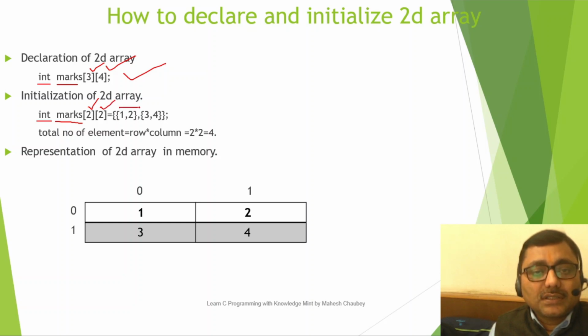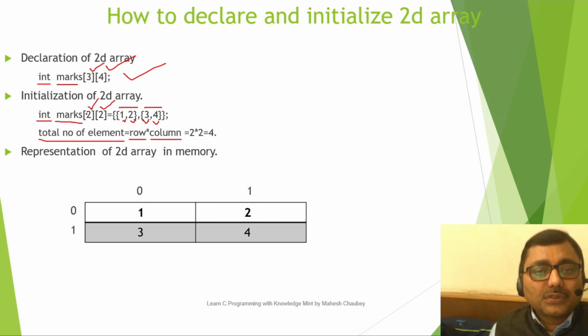This inner curly brace will depict the first row, and this inner curly brace will depict the second row. Within that, this will be the value for column 1, this the value for column 2, this the value for column 1, and this the value for column 2. That's how you can find how many numbers we can store in a 2D array: the total number of elements in a 2D array is equal to rows multiplied by columns.